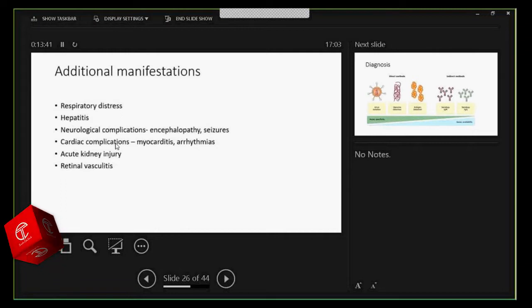So the other additional manifestations that can happen with dengue, as I've said before, are respiratory distress, hepatitis. They can have encephalopathy, seizures, myocarditis, arrhythmias. They can have acute kidney injury, and they can also have retinal vasculitis.